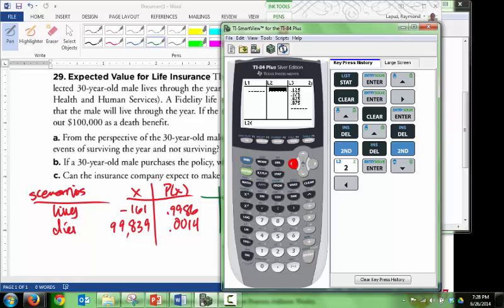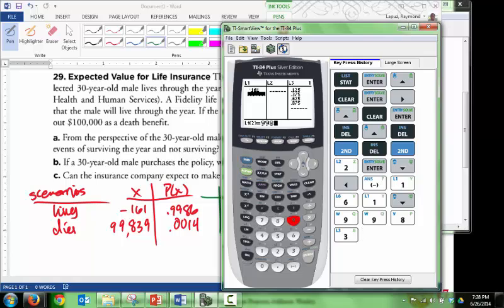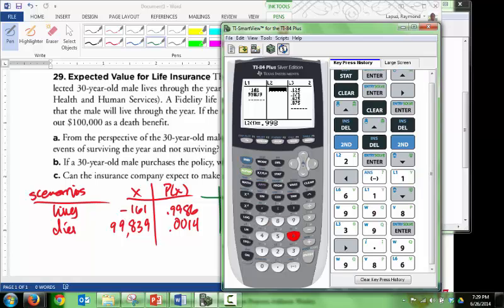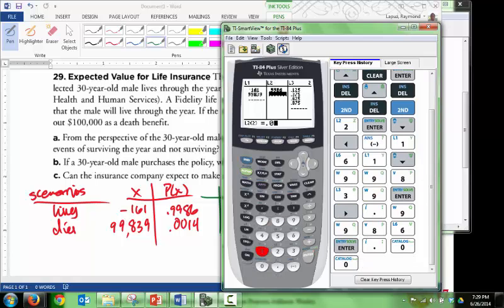All right, so for L1, I want to put in the random variables. Remember that the negative sign is different from a minus sign, so make sure you hit that negative sign correctly. So negative 161, and then the second number is 99839. Then I want to go to my next list and make sure that it matches up. So that's 0.9986 and 0.0014.